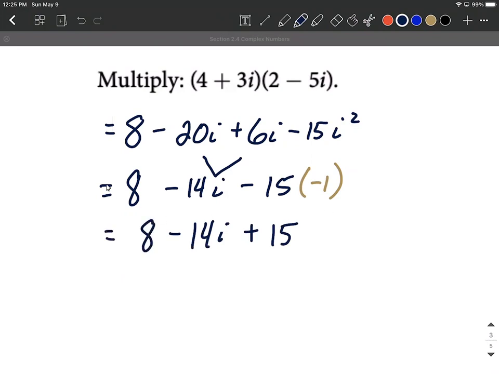Everything else came along. So the 8 came along, the -14i came along. This became a plus 15. Now we have two more like terms. We have the 8 plus 15. We can simplify that down to make 23 minus 14i comes along. So our real part's 23, the imaginary part's -14, and that's it.